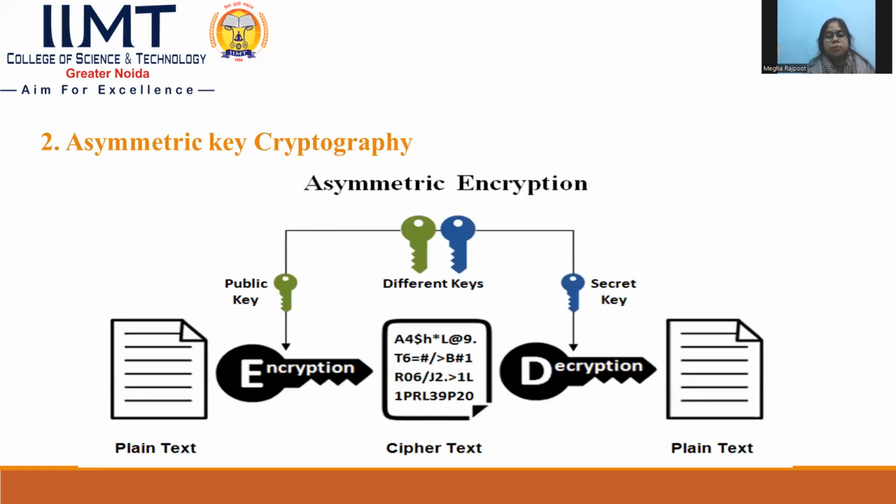But in asymmetric key cryptography, we use two types of key. First is the public key and second is the secret key. When the sender sends the plain text, it is converted into ciphertext by using the public key, and the ciphertext is further converted into plain text by using the secret key. So we can say in asymmetric key cryptography, two different keys are used.